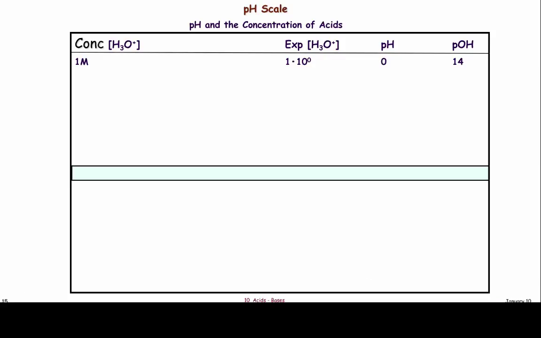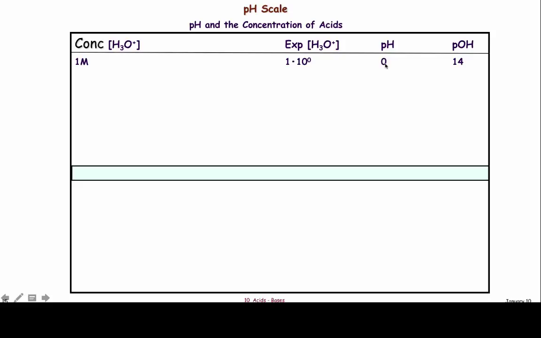So we can summarize what happens with water, because there's always going to be hydronium and hydroxide present in an aqueous solution. The more hydronium you have, the more acidic the solution. The more hydroxide you have, the more basic your solution. So if you have a solution in which the hydronium ion is 1 molar, then if you take the negative log of that number, you get 0.